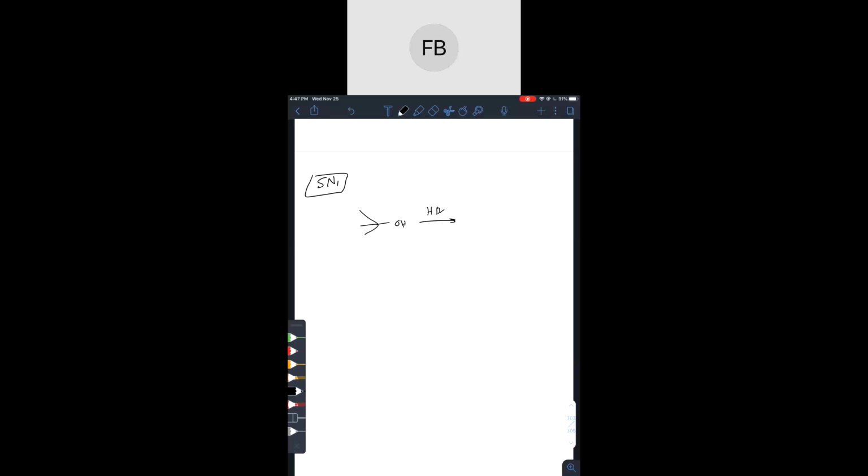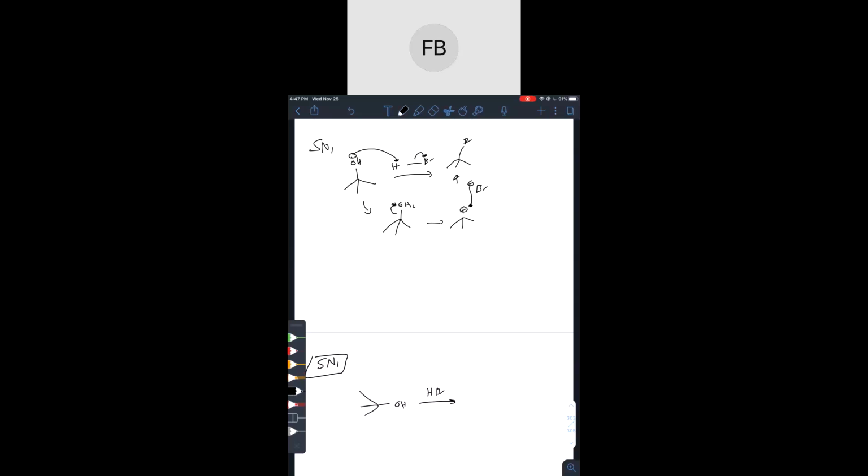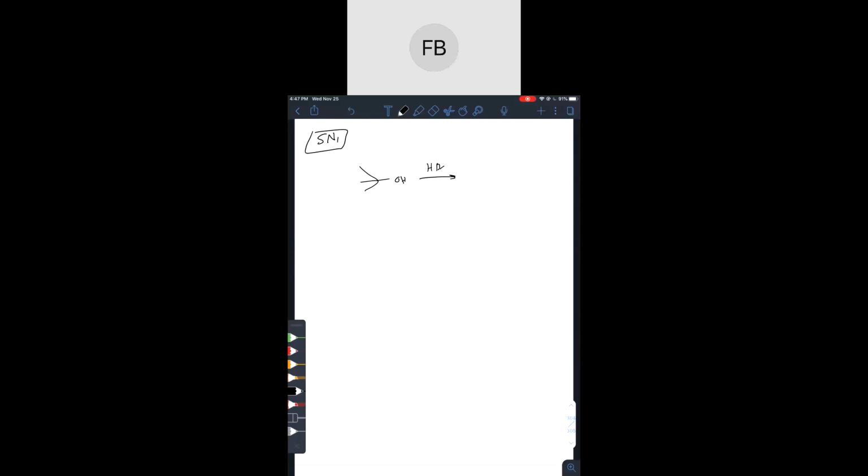And then after that, he asks you for the mechanism, which I just showed above. But also after that, he asks you for an energy diagram. And so you just need to draw your energy diagram. For SN1, it's a little bit more involved because it has that carbocation intermediate. So it starts out something like this, and then it goes like this.